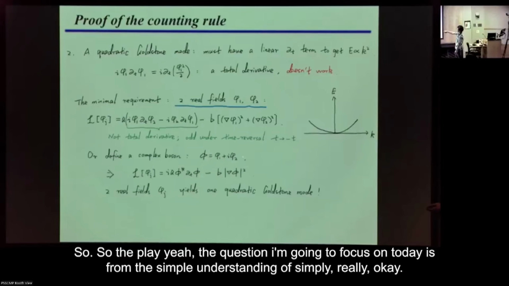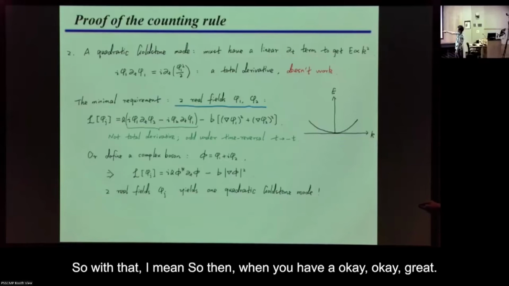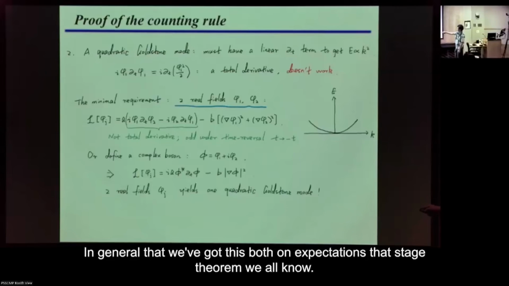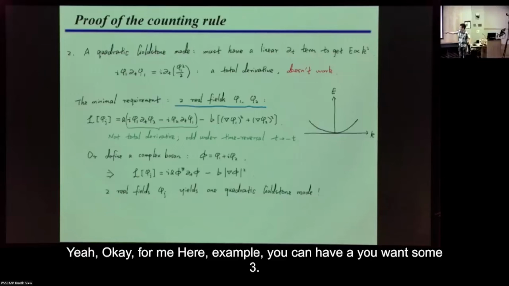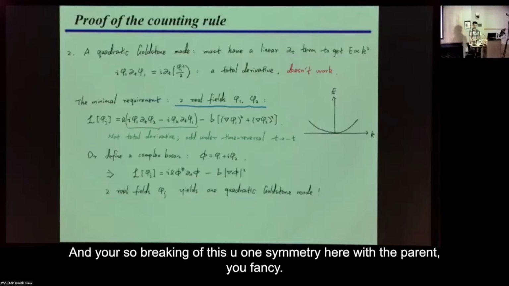More generally, people can write this phi1, phi2 in terms of a complex field, which is more familiar to many of you. It's just like a complex non-relativistic boson action, where the other term turns into a total derivative. But recall that each real field corresponds to one broken symmetry. That means you need two broken symmetries to get a quadratic Goldstone mode, for which you have to break time reversal. Okay, so together, this gives me the counting rule.